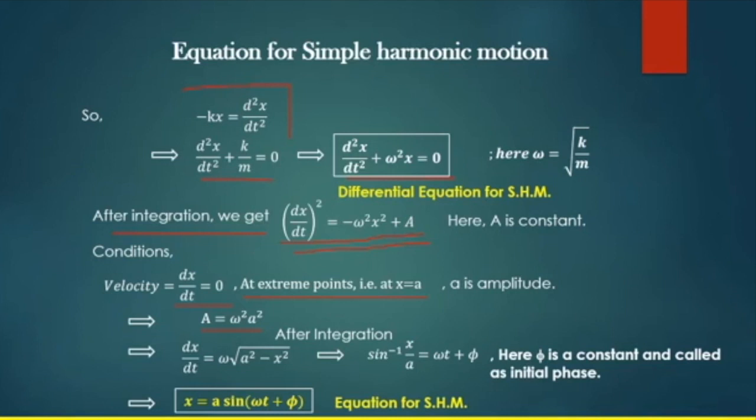Now putting this value of capital A in this equation, we will get dx/dt equal to omega under root A square minus x square. Again integrating this equation, we will get the solution of this equation, and then finally we will have this equation, which is the solution of the differential equation and is called the equation of simple harmonic motion. Here phi is again the constant of integration and is called the initial phase of the motion.